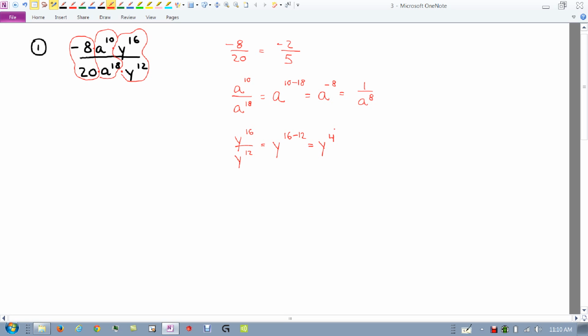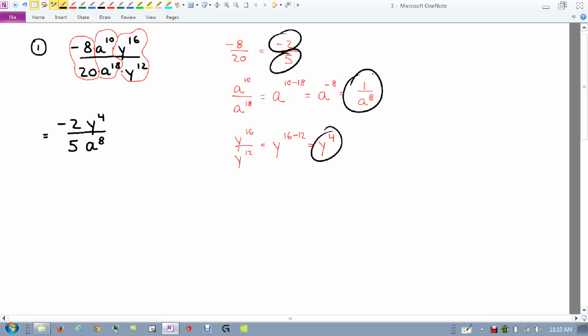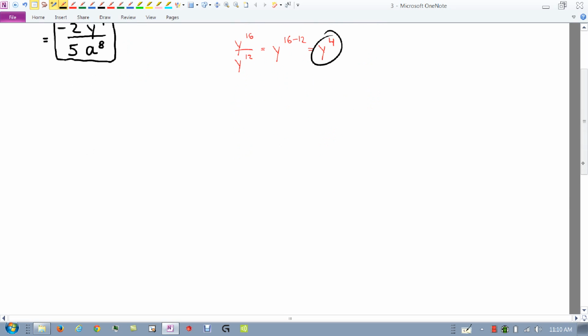All right, so now I'm going to rewrite my answer. I have a negative 2 on top. That comes from here. I also had a y to the 4th on top. And then on the bottom, I had the 5. And I had that a to the 8th that came from this right here. So that is my simplified rational expression. Okay, number 2.